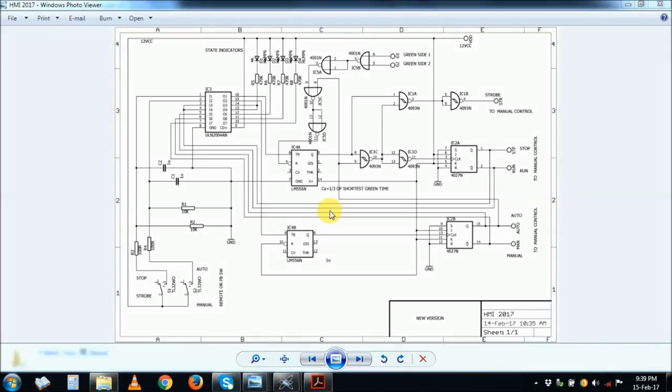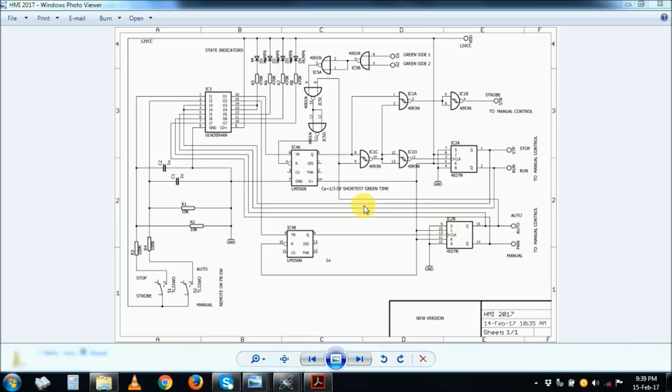Hello, welcome again. Circuit number 6, part 3 of circuit number 6, the HMI circuit. The HMI circuit, because it's the human interface, basically because of these push buttons and the indication. And you use the push buttons to control the behavior of the circuit.